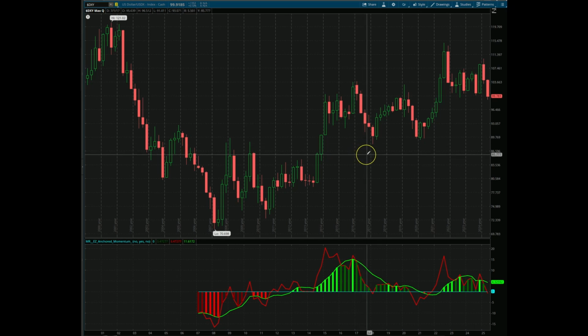So what else is there to point out? Well, where it is currently, Chop City. It got as high as 112 and change, I believe, and now it's chopping down. It's at 99 and change.